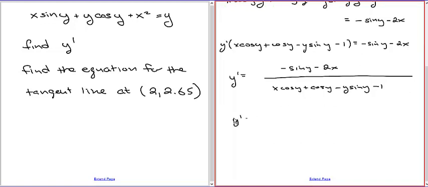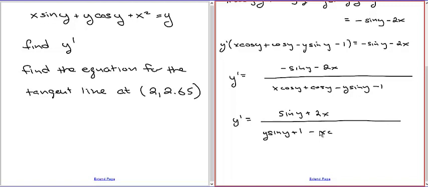And if you multiply the numerator and the denominator by negative 1, you'll get the sine of y plus 2x divided by y sine y plus 1 minus x cosine y minus cosine y. So these become negative, those become positive, those become positive. So let me just double check my answer here. Continue on. Okay, so that's good.